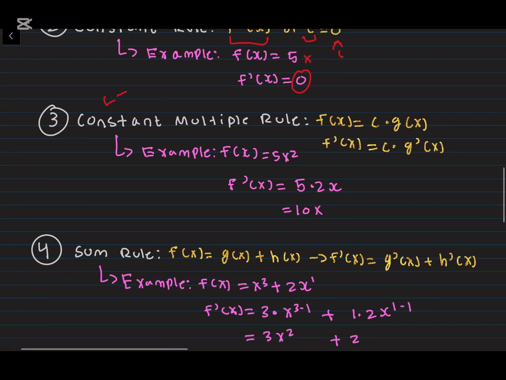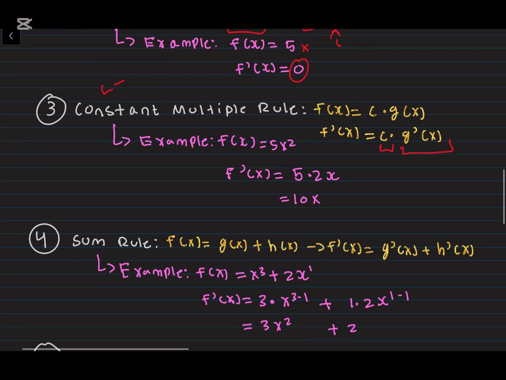If you have f of x equals c times g of x, what does that mean? We'll go over that in a second. The derivative of f of x will equal c times the derivative of g of x. Remember, c is your constant, and g of x is your function. So let's look at an example.